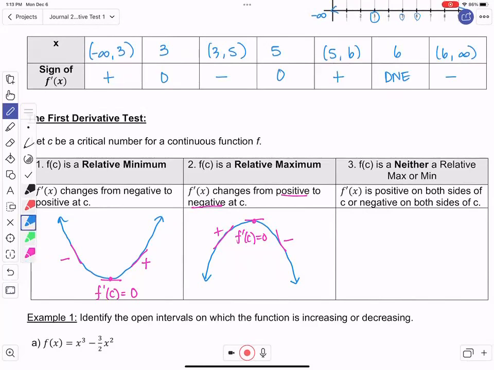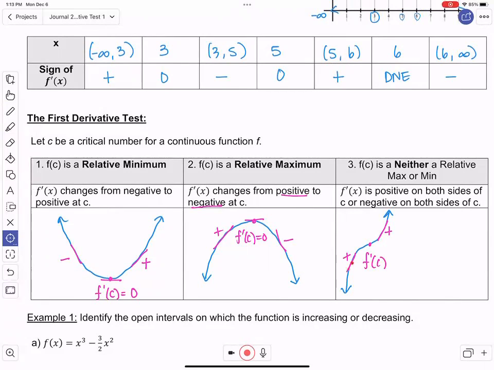And then you have the weird cases when the derivative doesn't change to both positive or both negative. So let me show you what that could look like. You might have a graph that looks kind of like a cubic function. You can see it's positive and then it still is positive between the derivative at C.